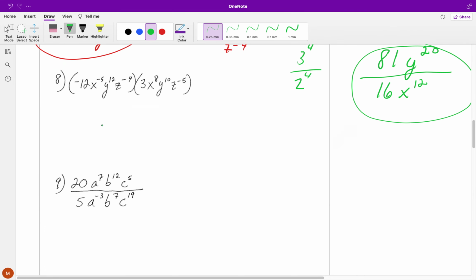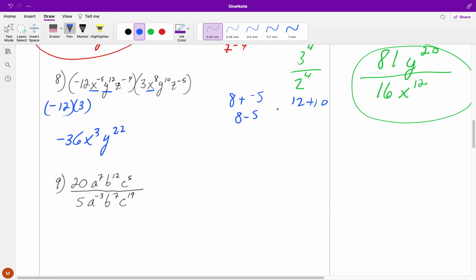All right, so for this one, number 8, once again, I'm going to focus on the likes with my likes, so that means my coefficients. So negative 12 times 3 is going to give me negative 36. And now I'm just going to do each one of my variables. Well, when we multiply, we add. So 8 plus negative 5 is the same as 8 minus 5, so now I have x cubed. Here we have y to the 12th plus 10, so it's going to give me y to the 22. And here I have negative 4 plus negative 5, which is then going to give me negative 9, so z to the negative 9.